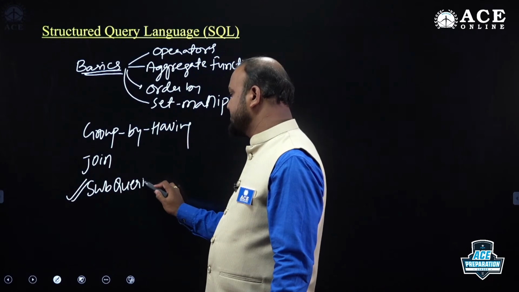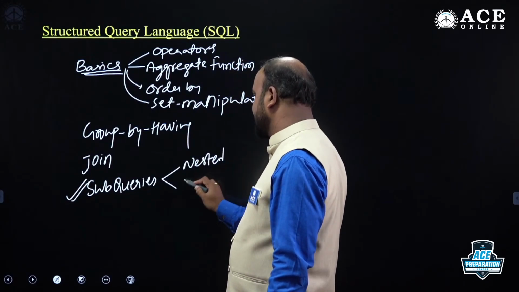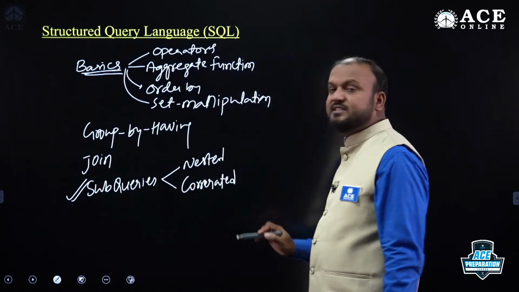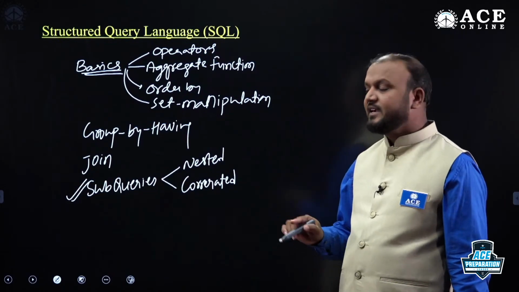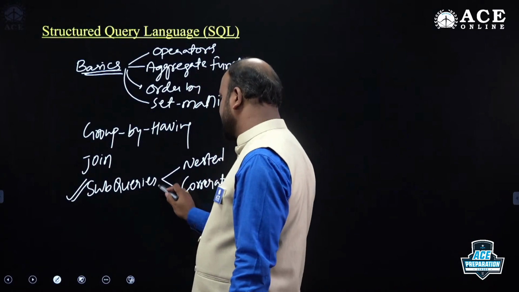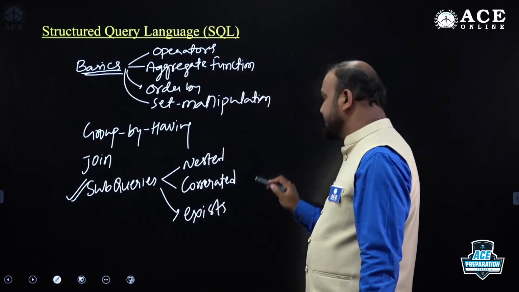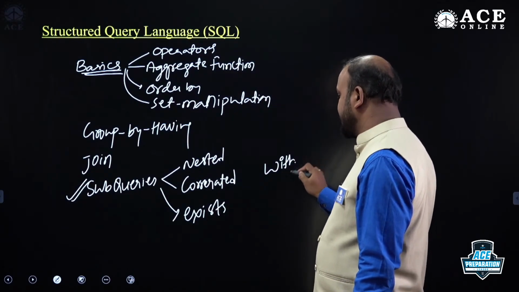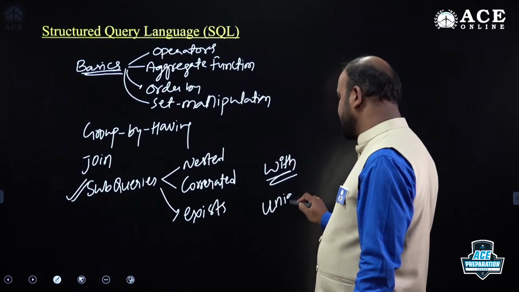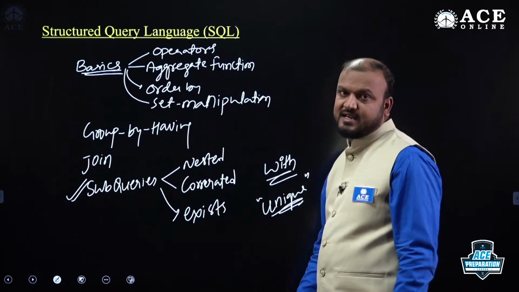These are called nested queries and correlated queries. In a nested query, the inner query is independent. In a correlated query, the inner and outer queries depend on each other. You can expect questions on the EXISTS clause. In GATE 2018, a new concept was introduced, the WITH clause. In 2005, a question was asked on the UNIQUE clause, in the IT paper. This time you can expect questions on the UNIQUE clause.